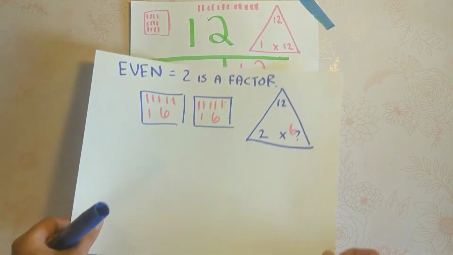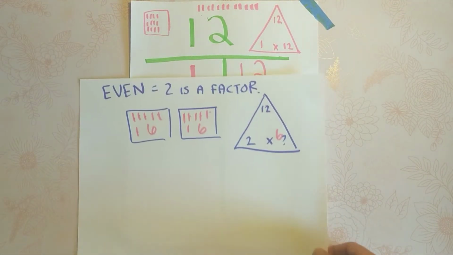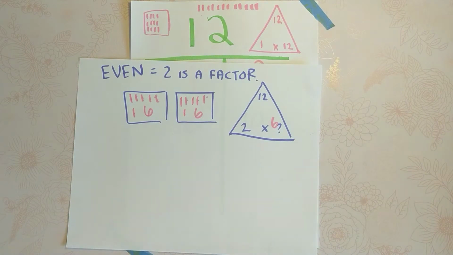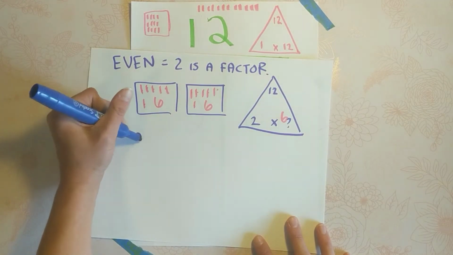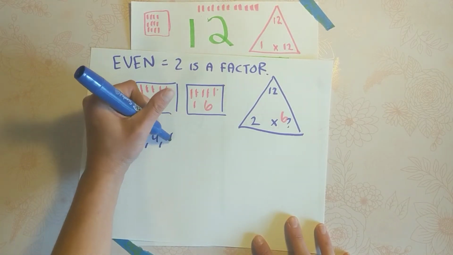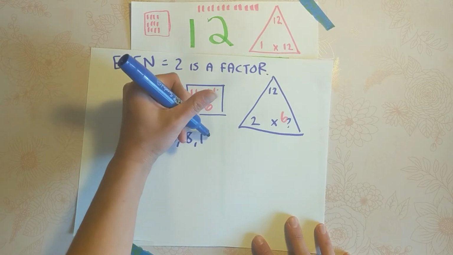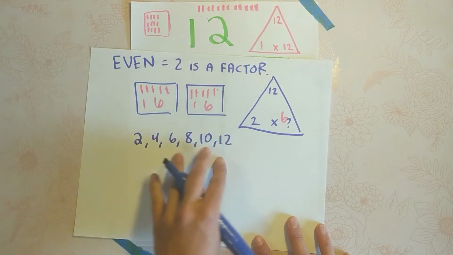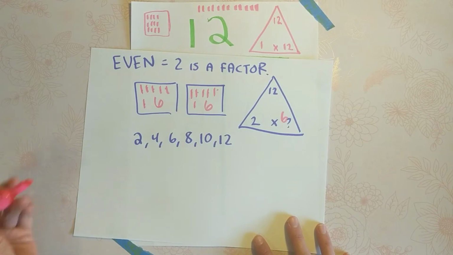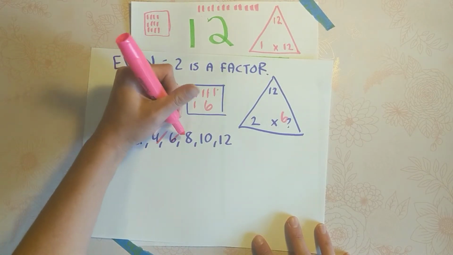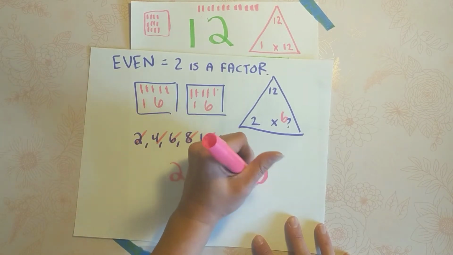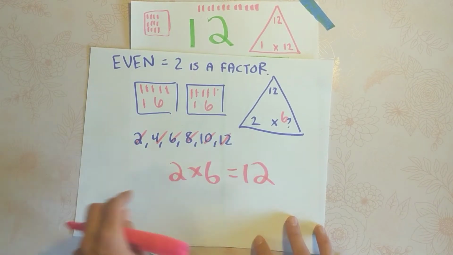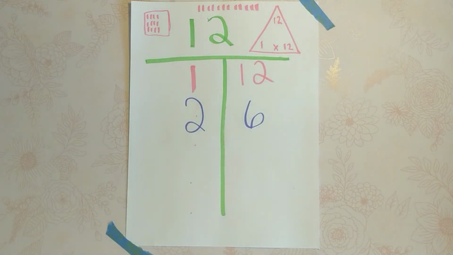Here's another way to figure that out. If I was trying to figure out my 2 times what equals 12, I could skip count my 2's until I got to 12 and then see how many times I had to do it. So 2, 4, 6, 8, 10, 12. How many times did I have to skip count to get to 12? 1, 2, 3, 4, 5, 6. Therefore, 2 times 6 equals 12. So 2 and 6 are factors of 12.